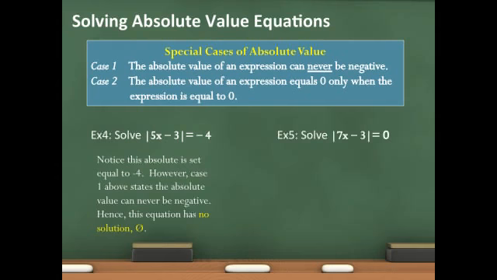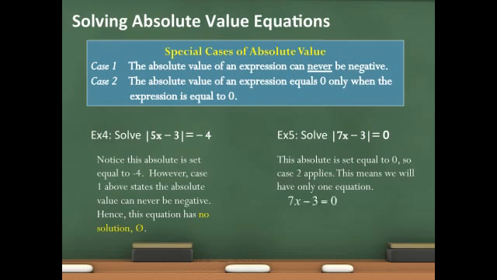In example 5, we have the absolute value of 7x minus 3 equals 0. This is an example of case 2. Notice that the equation is set equal to 0. This means we will only have one equation, 7x minus 3 equals 0. To solve this equation, we add 3 to both sides of the equation and divide by 7 on both sides. This will give you the solution x equals 3 over 7.